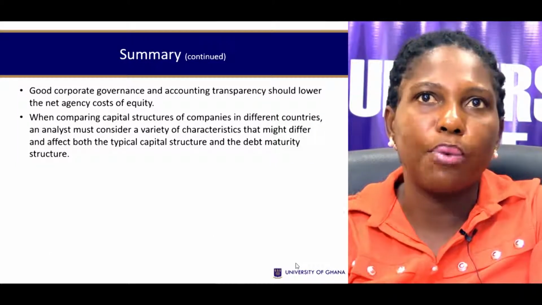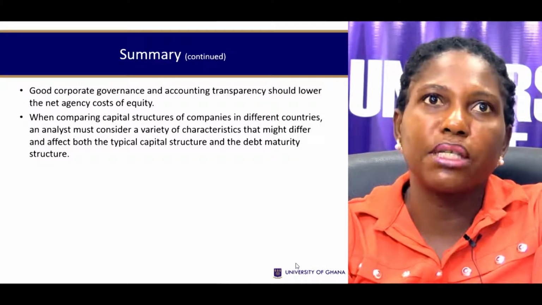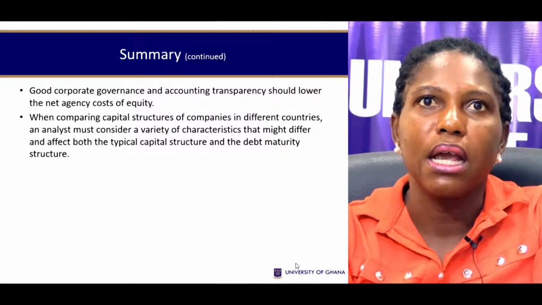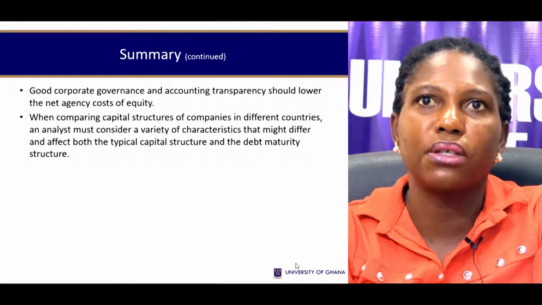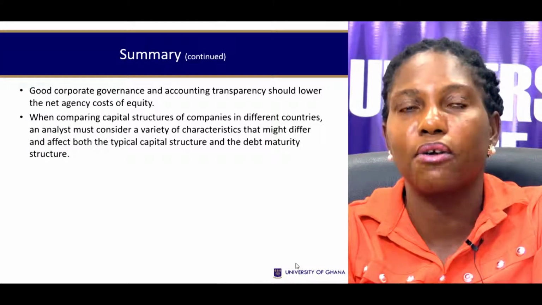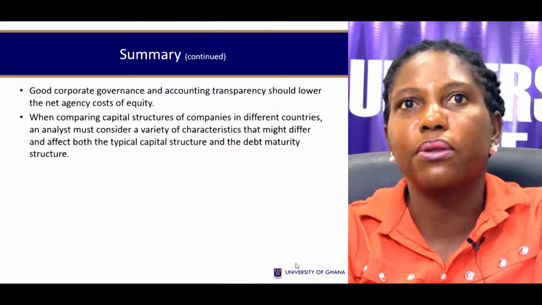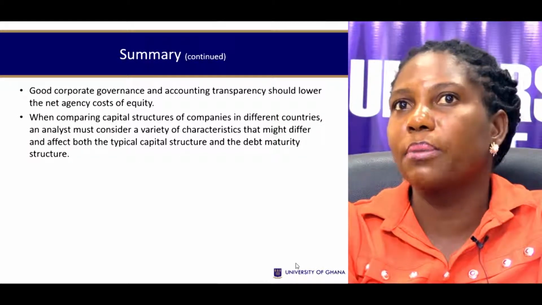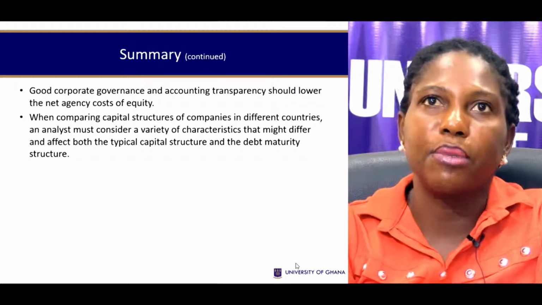Now, in general, good corporate governance and accounting transparency should lower the net agency cost of equity. And so when comparing capital structures of companies in different countries, analysts must consider a variety of characteristics that differ across them and that will influence the typical capital structure and the debt maturity structure.